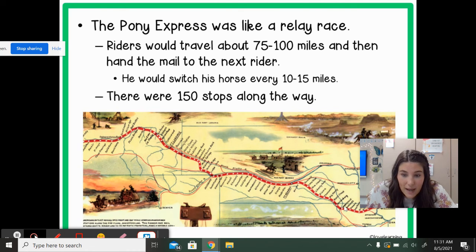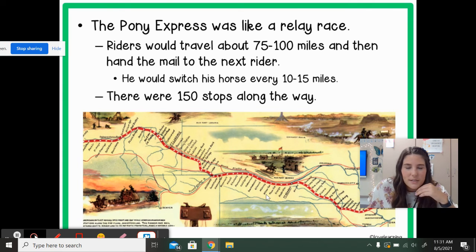So basically, what's happening at all these little white dots on the trail is that a rider would make their way from one white dot to the next, switch his horse possibly every 10 to 15 miles, and hand off the mail. So one would go, okay, I'm going to take off here. I have all the mail. I'm going to drop it off at you. I might switch out my horse. I may pass on the mail to the person waiting, and then they take off on their horse. That's how this is working.